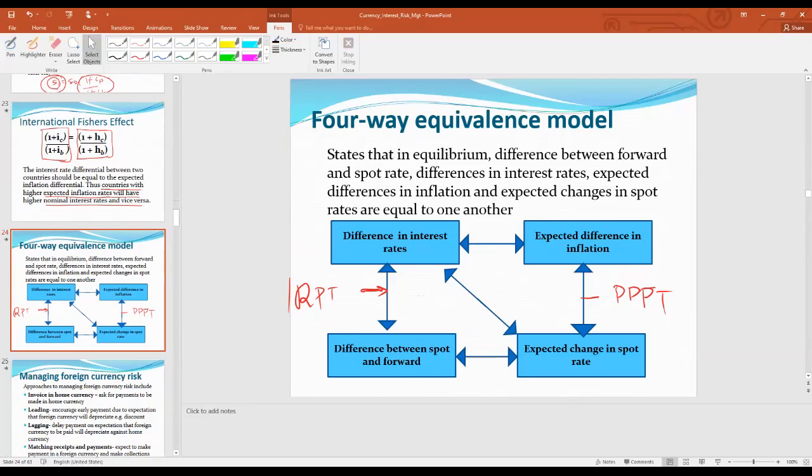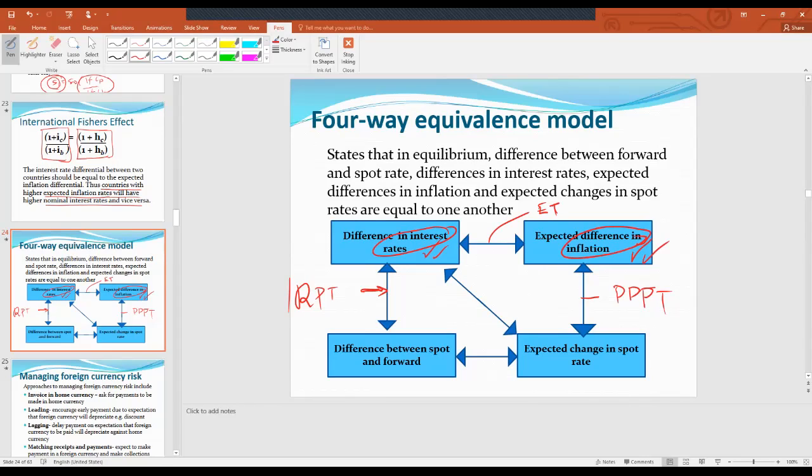The difference in the interest rate, which you have here, is equal to the inflation rate differential in the two countries, which you have here. The interest rate differential is the same as the inflation rate differential in the two countries. This is the Fisher effect theory, they call it the FE.